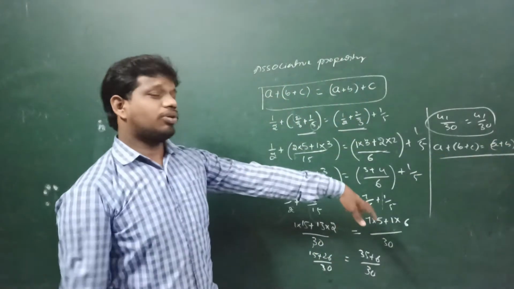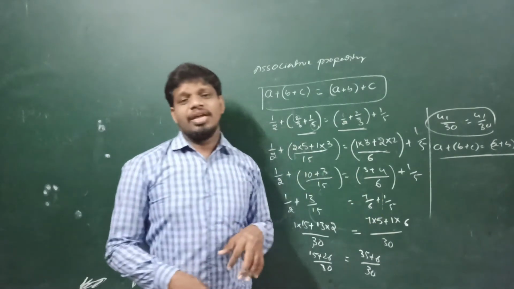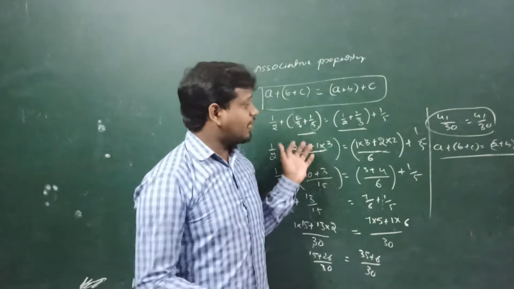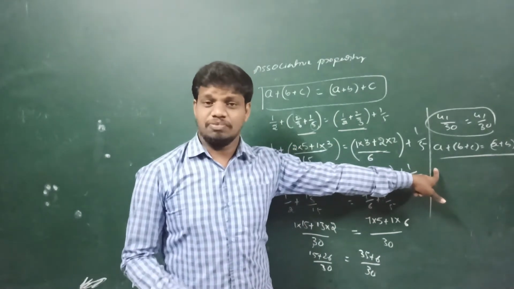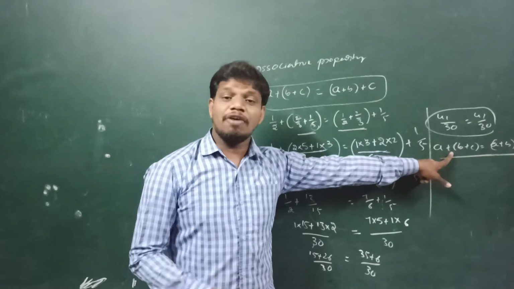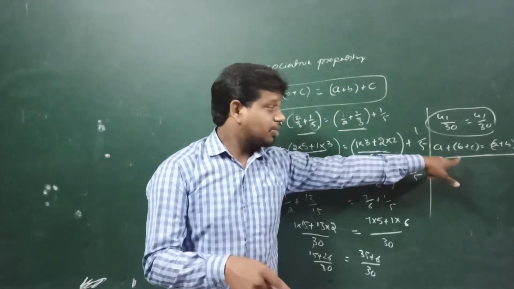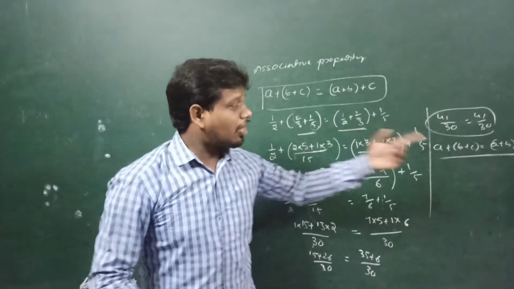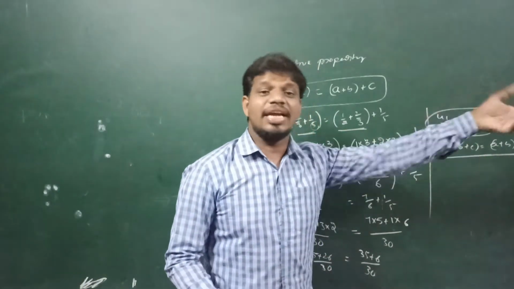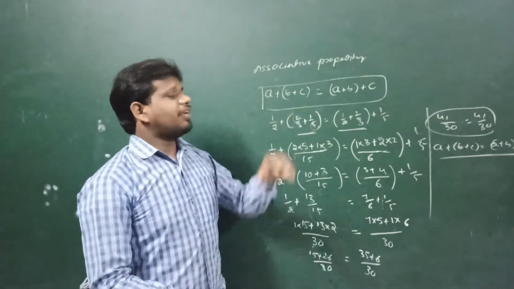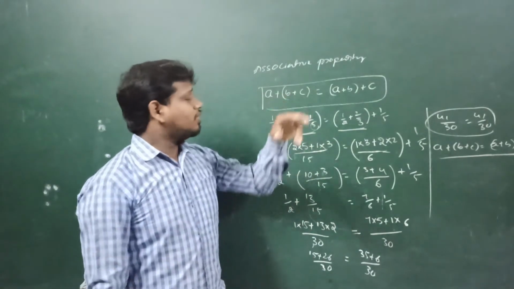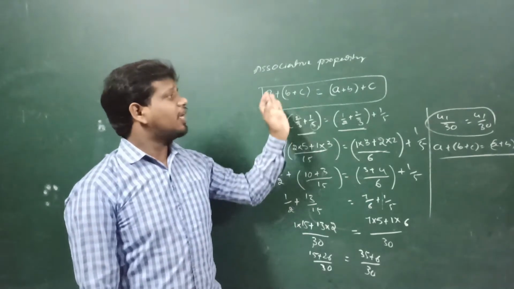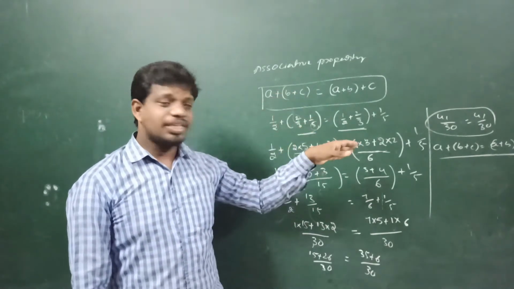You understand? So if a, b and c are three rational numbers, and if they satisfy this condition, what is the condition? The sum of the second and third term, then the sum with the first term equals the sum of the first term and second term, then the third term. Then we can say the rational numbers satisfy the associative property under addition. Did you understand, children?